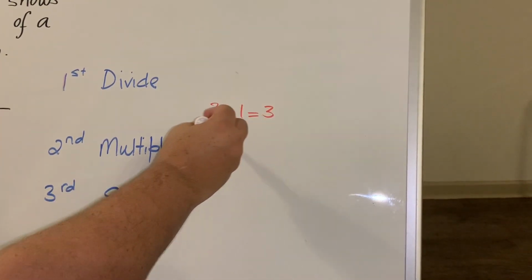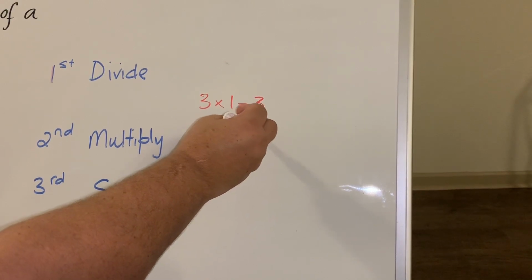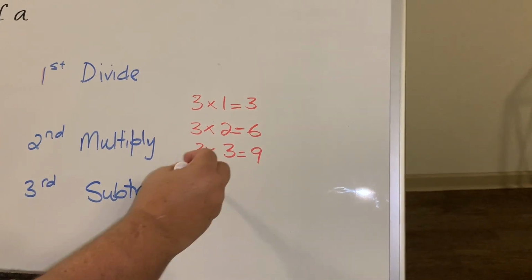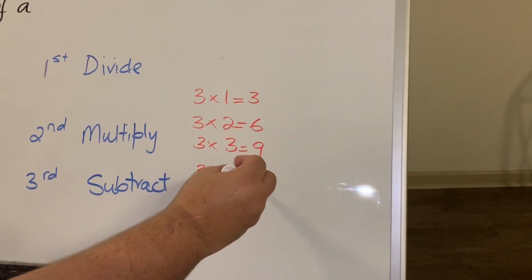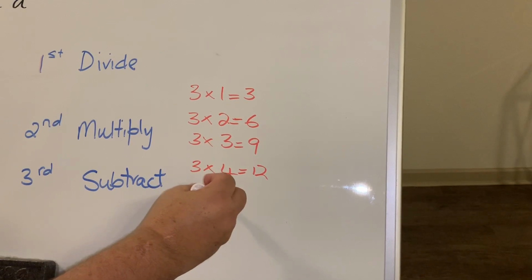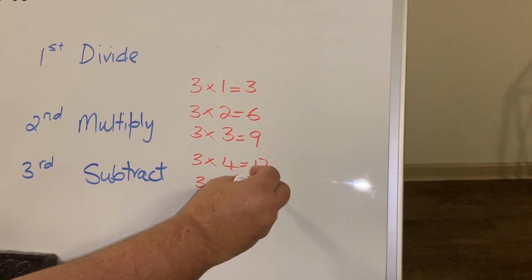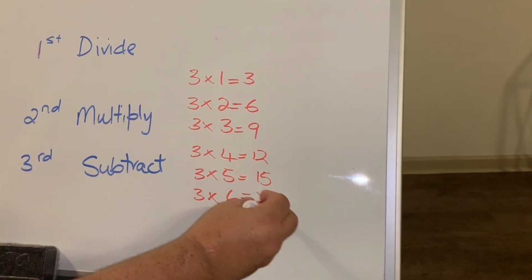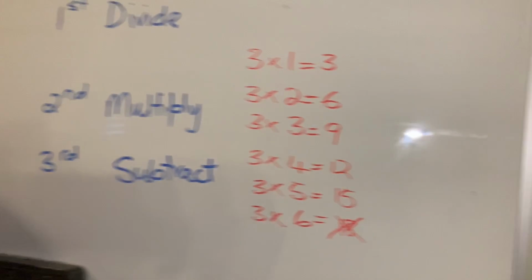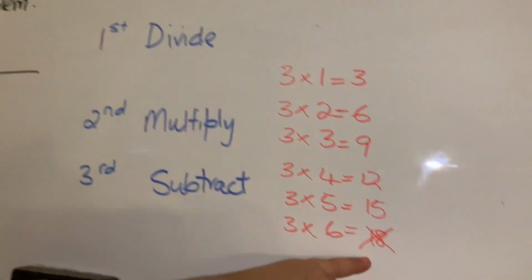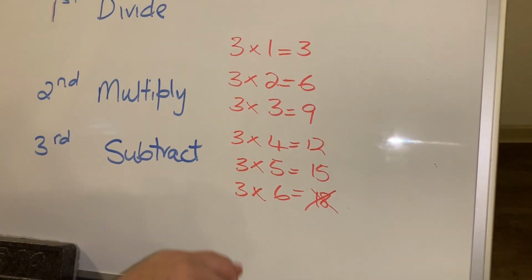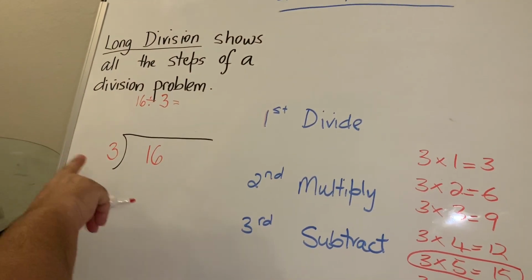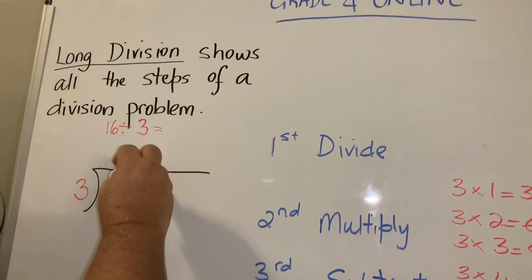3 times 1 equals 3. 3 times 2 equals 6. 3 times 3 equals 9. 3 times 4 equals 12. 3 times 5 equals 15. 3 times 6 equals 18. Can't be 18. 18 is bigger than 16. We would have needed 18 units to get 6 out. So it has to be 5, okay? 3 into 16 goes 5 times.